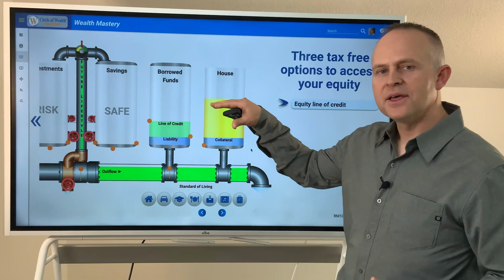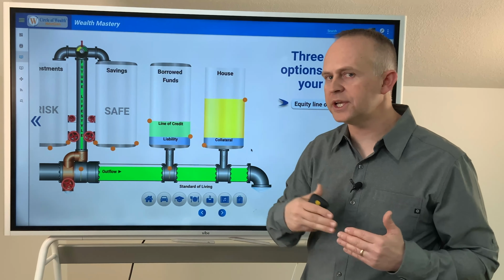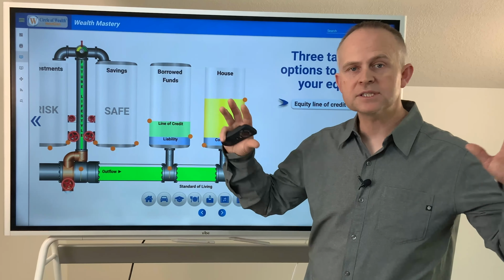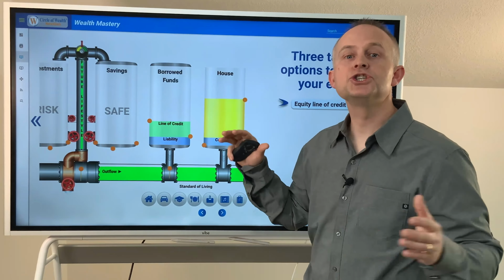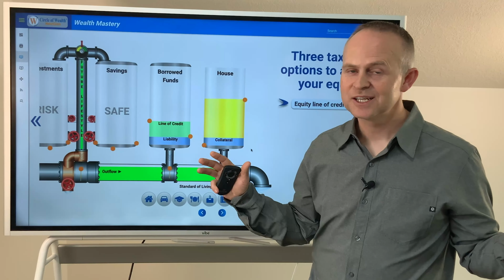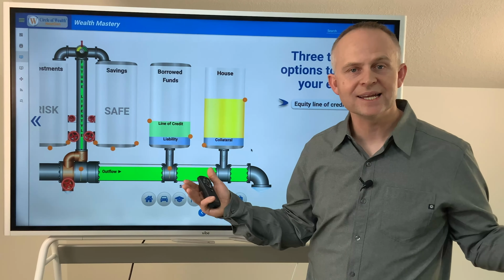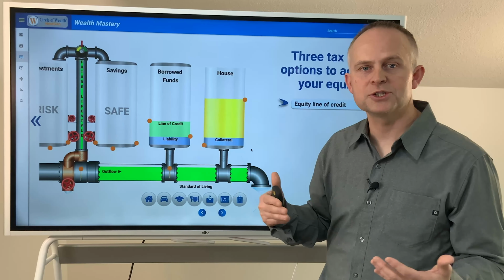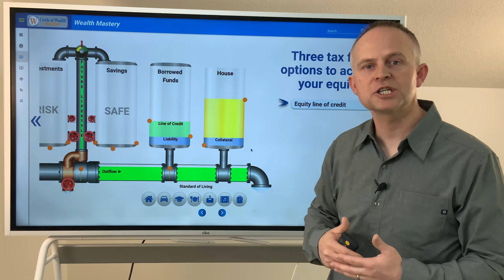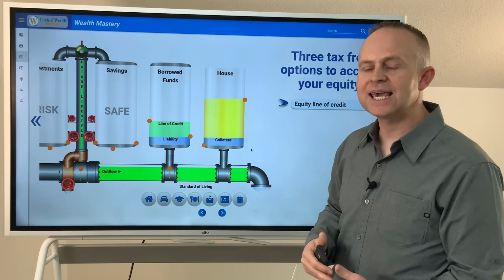So that means that even if you don't need it, let's say you go into retirement and your house is paid off and you still want to get a line of credit just in case. Now remember, it's a line of credit. You're not using it, right? So there's no charge, there's no interest being charged, but it's a line of credit in case of an emergency.